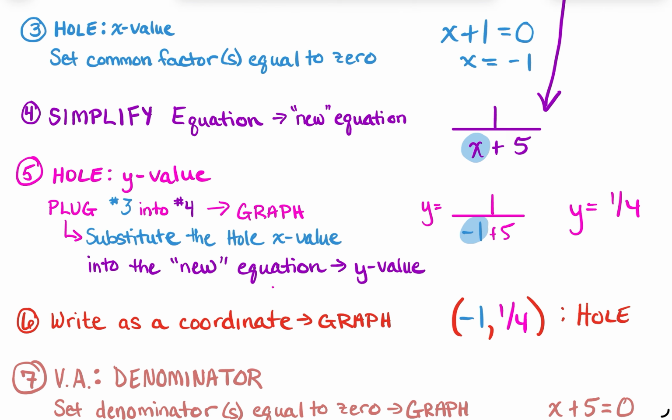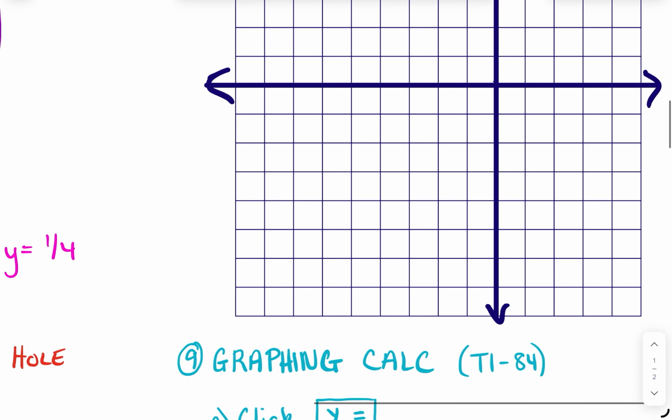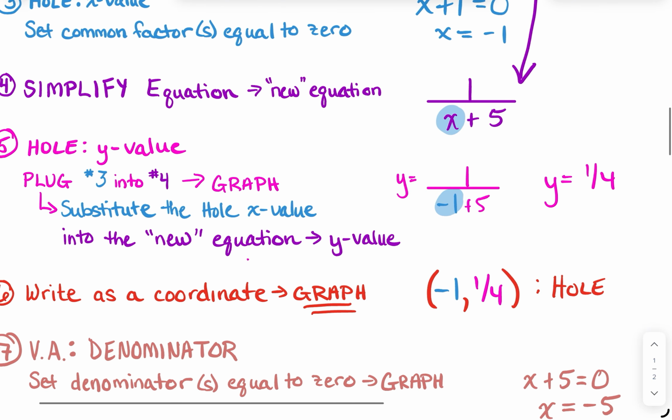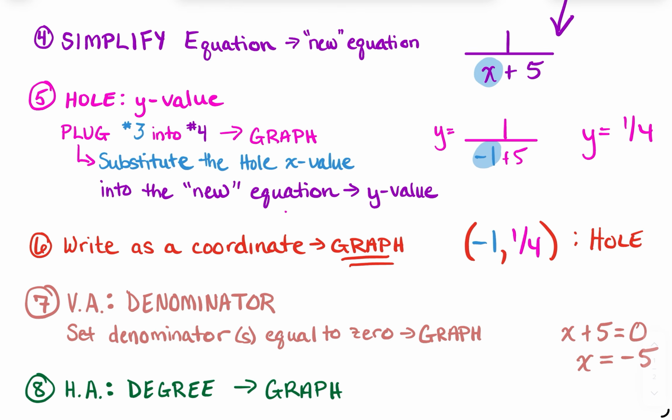Now at this point, we are going to go straight over to our graph because we don't want to forget this. So we need -1, 1/4. So I'm going to go over -1, up 1/4. So it's going to be right about there. All right, there's our hole. That's done. Move on. Step 7, our vertical asymptote.